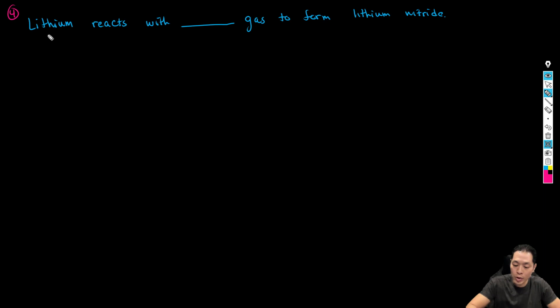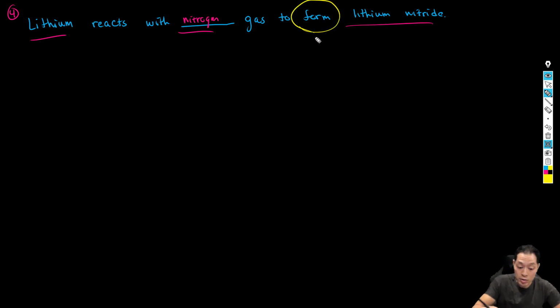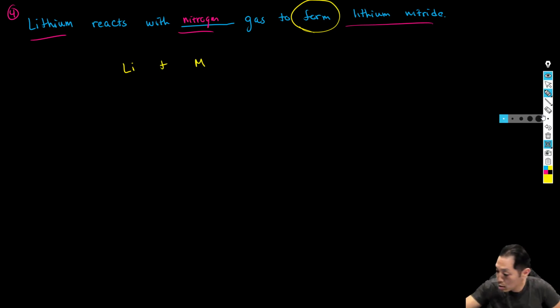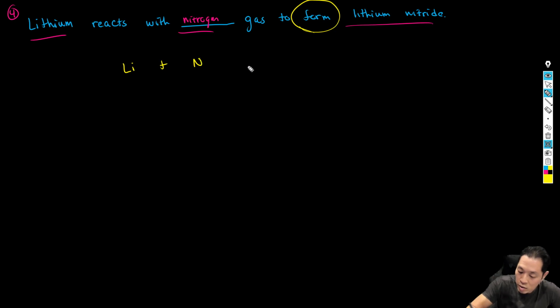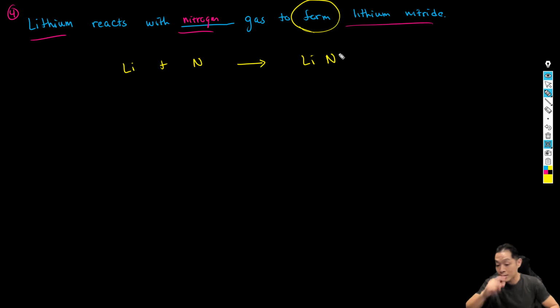So lithium reacts with something to give me lithium nitride. Nitride is just nitrogen, so most likely this is nitrogen. So lithium, one element, reacting with another element is going to create lithium nitride. And then my keyword here is form, which will give us the arrow. So I have Li plus N will yield lithium nitride. So like I said, I'm not going to worry about the charges until a little later.